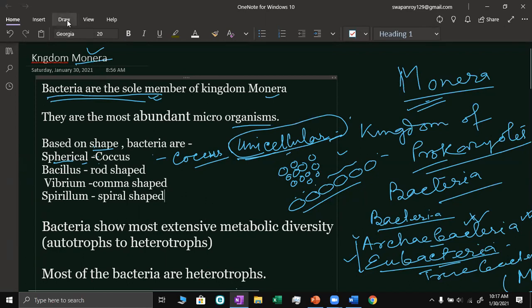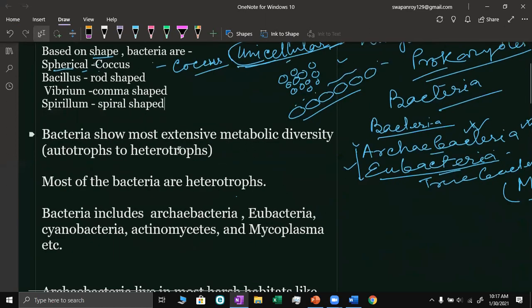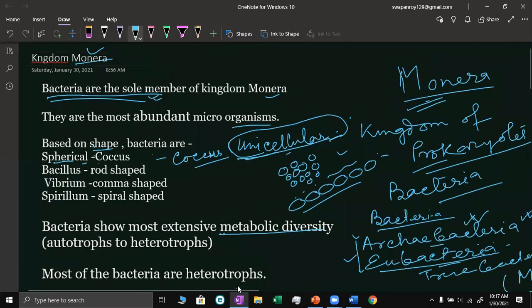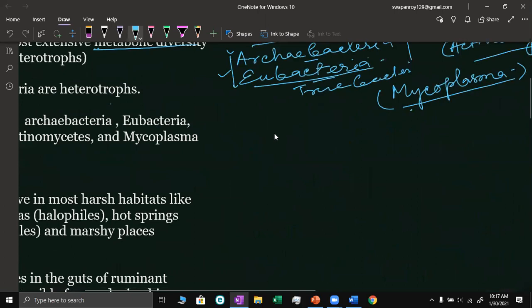So these are the shapes in the bacteria. Metabolic diversity in the bacteria is very, very high. Here we get metabolic diversity very high, because we get autotroph to heterotroph.